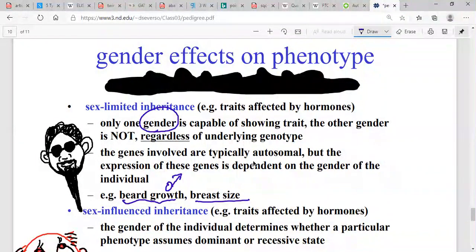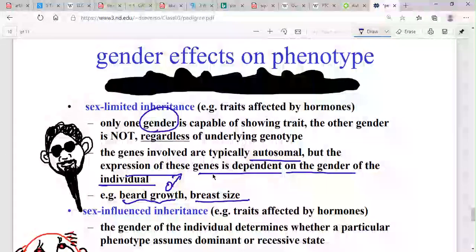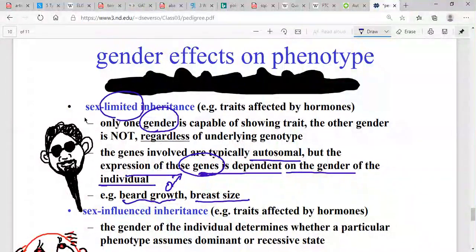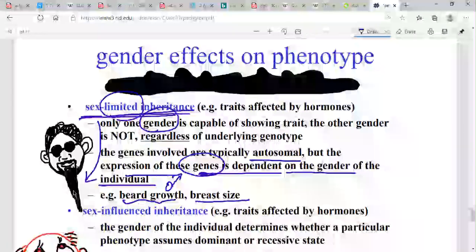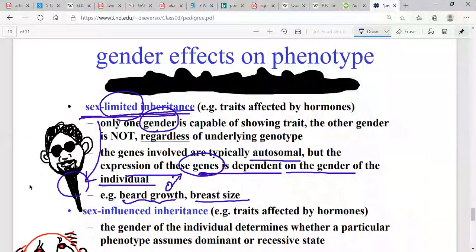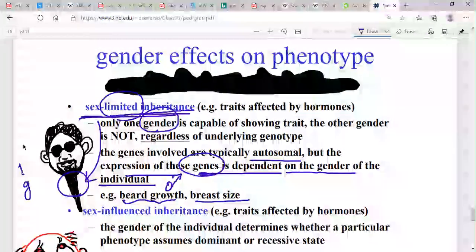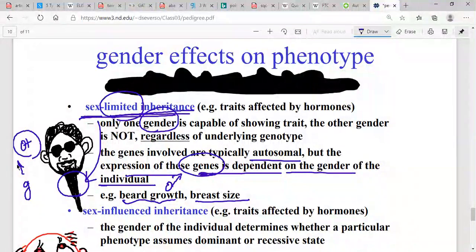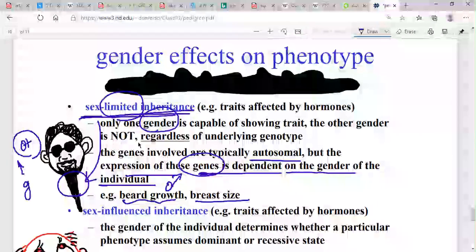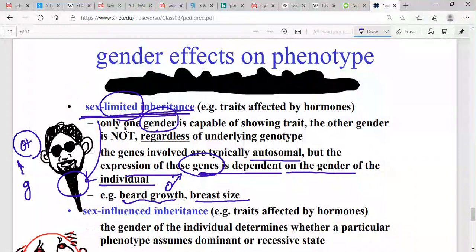It is typically autosomal, but the expression of these genes is dependent on the gender of the individual. So the gene is present, but expression is dependent on the gender. That is why it is limited. It is limited, not influenced. It is limited by the certain gender. Like if you say long beard in males, the genes are present also in the female, but it will not be expressed in that way. Similarly, the breast size, so you can say it is a sex-limited inheritance.